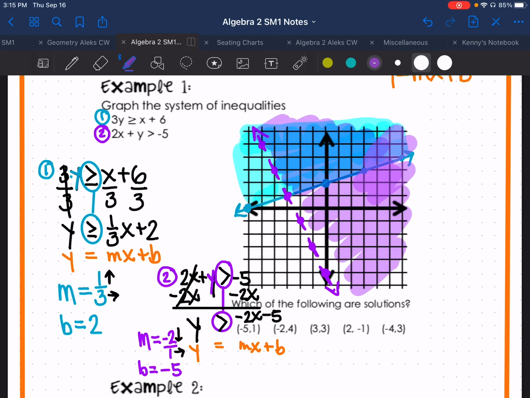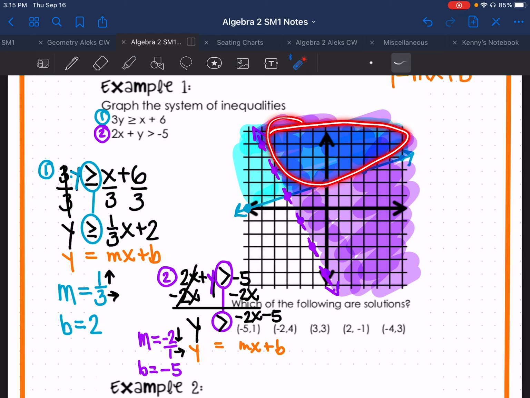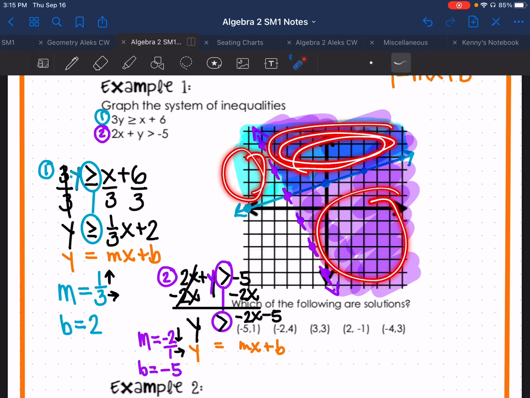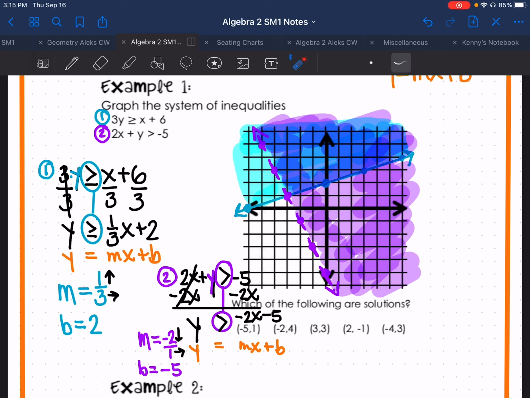So notice as I start to shade my purple, right in this area here, it kind of becomes blue, because this light blue and this purple are becoming a nice royal blue. This section right here would be my solution. These would be my solutions, okay?